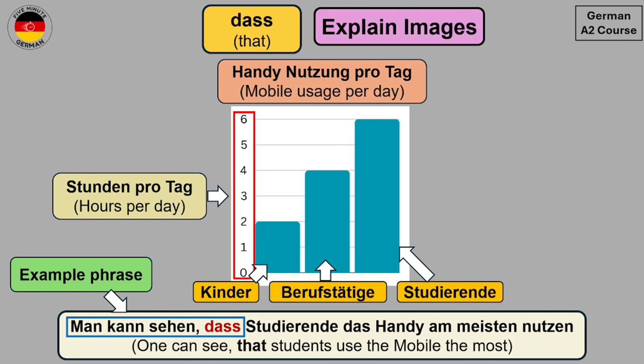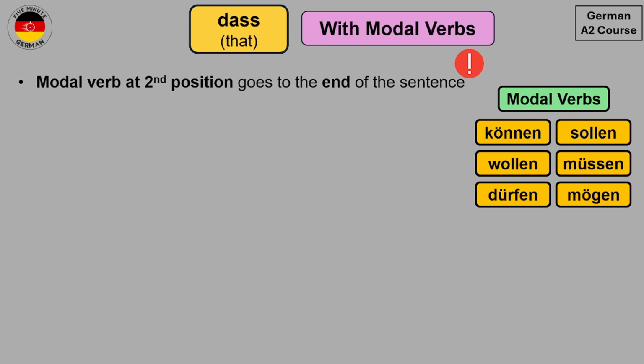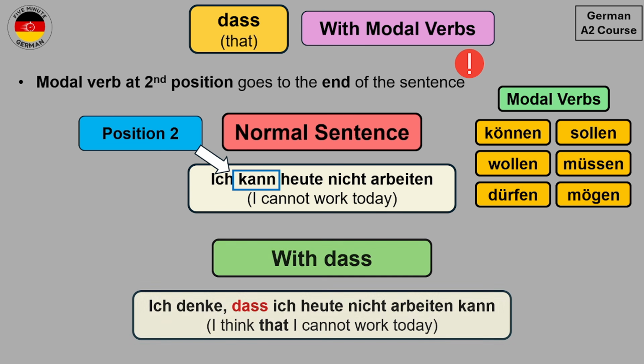Now let's take a look at how we can use thus with modal verbs. So in this case, the rule is also similar to while, and that is that the modal verb at second position goes to the end of the sentence. So suppose we have the sentence, Ich kann heute nicht arbeiten. I cannot work today, in which the modal verb is at second position. So when we write this sentence with thus, then it will be Ich denke, dass ich heute nicht arbeiten kann. I think that I cannot work today.